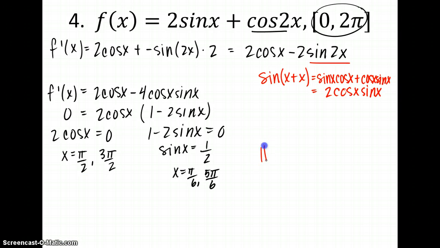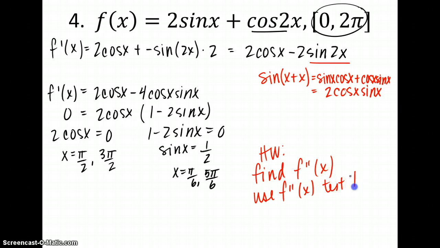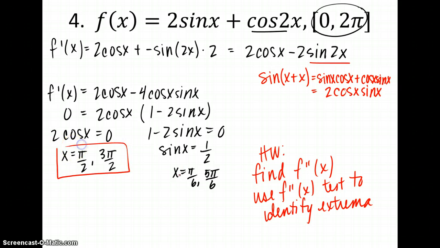Okay, so for homework, what I would like you to do, find the second derivative, and then use the second derivative test to identify any extrema. So once you find the second derivative, you have 4 critical values to plug into the second derivative and draw a conclusion about. Prepare that for class tomorrow.